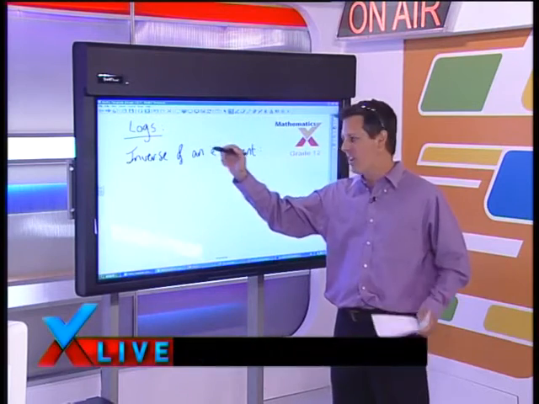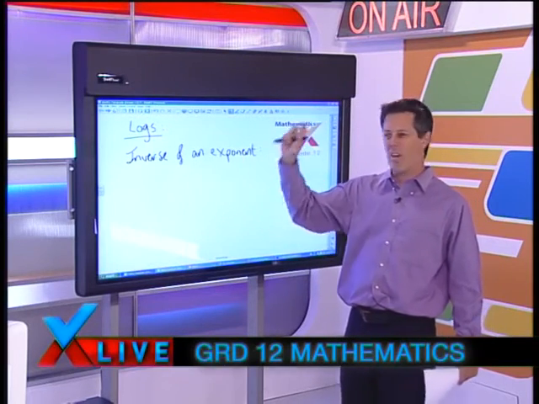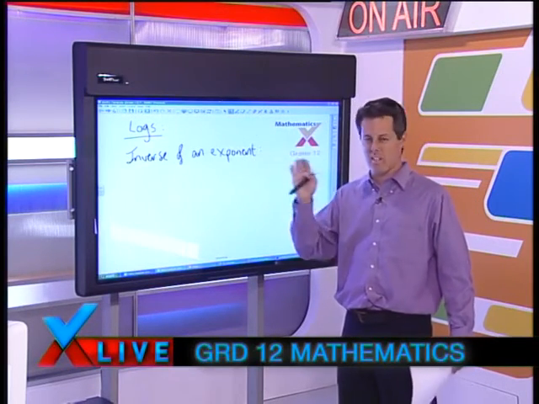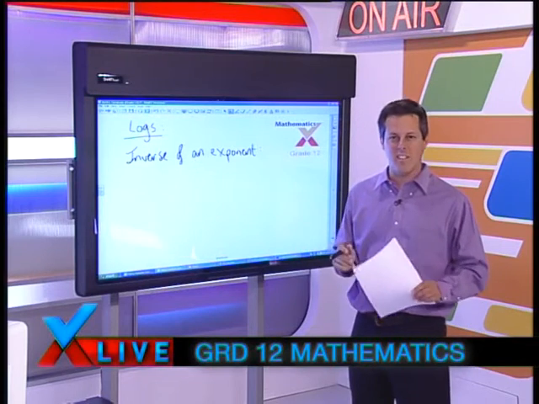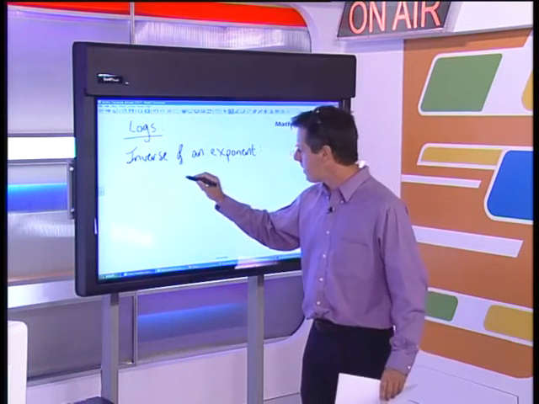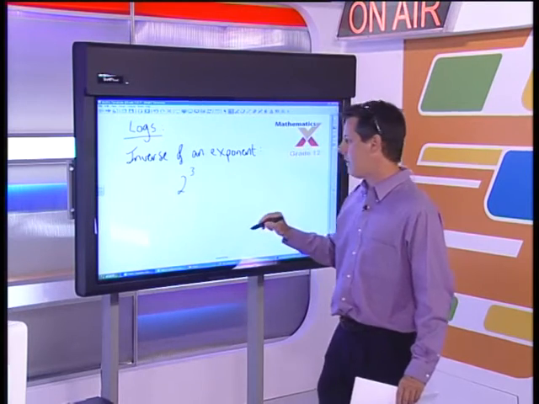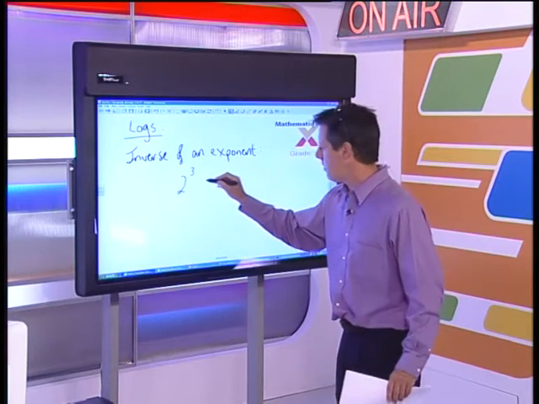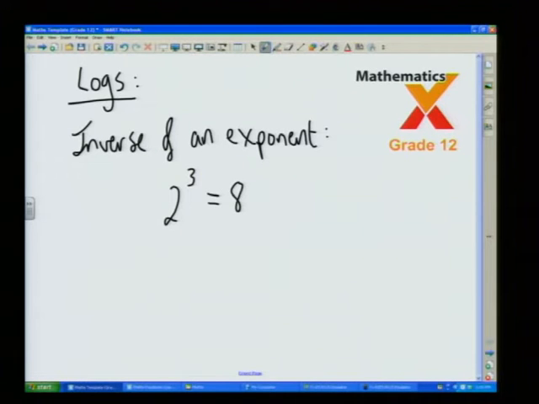Now, we're talking logs, and I want you to just appreciate that a log is an inverse of an exponent. Now, that sounds all sort of technical, so I'm going to try and slow it down and give you a few examples. If I looked, for example, at 2 to the power of 3, every one of you at home is going to say, well, that's equal to 8. Easy peasy lemon squeezy. So we've got 2 to the 3 is equal to 8.